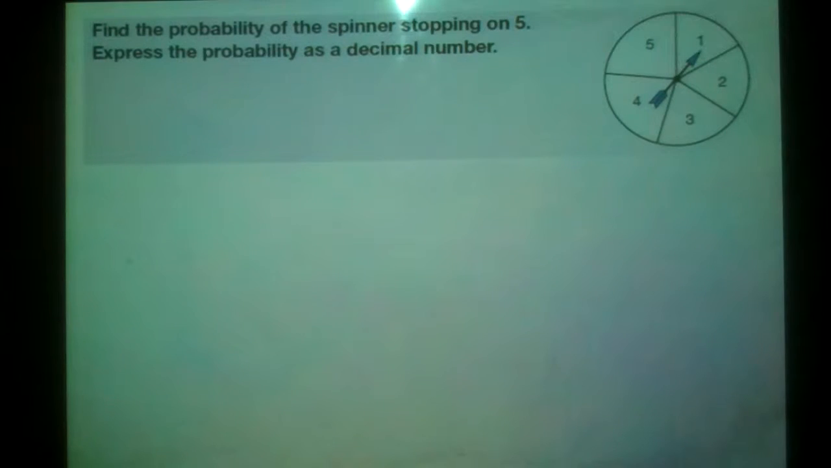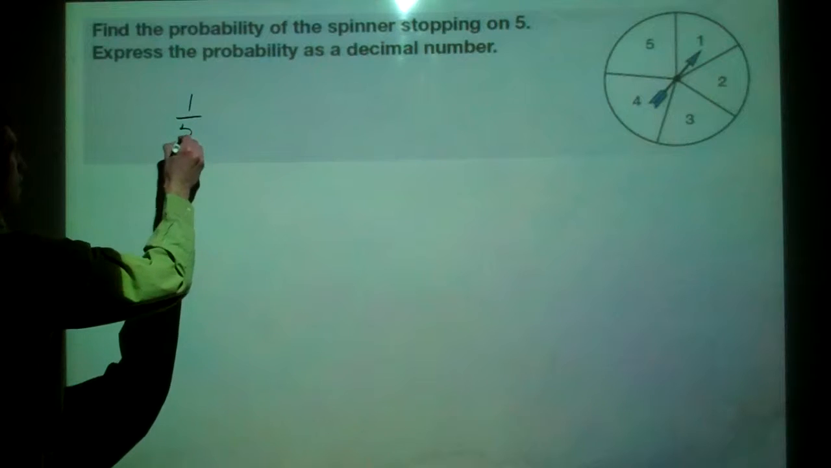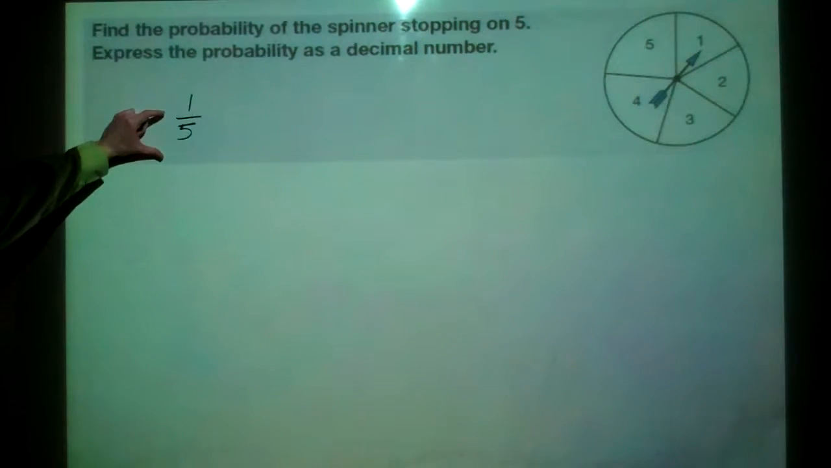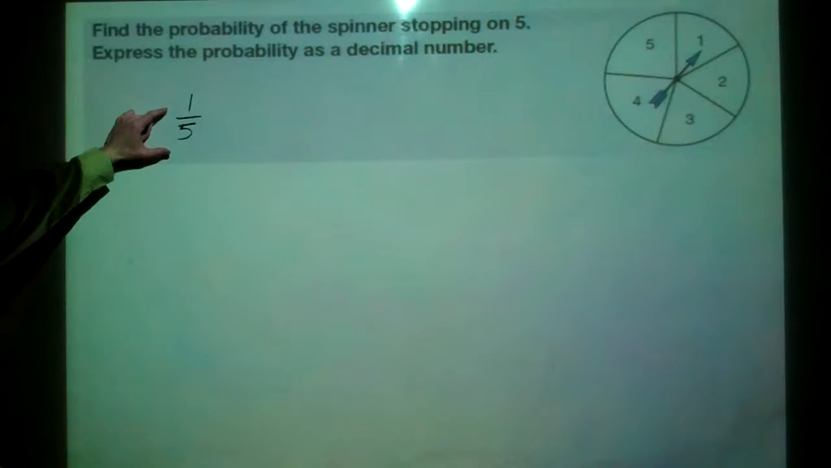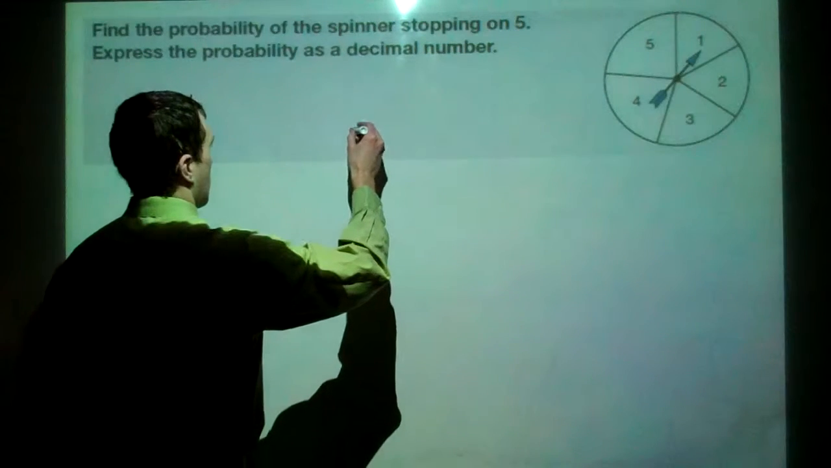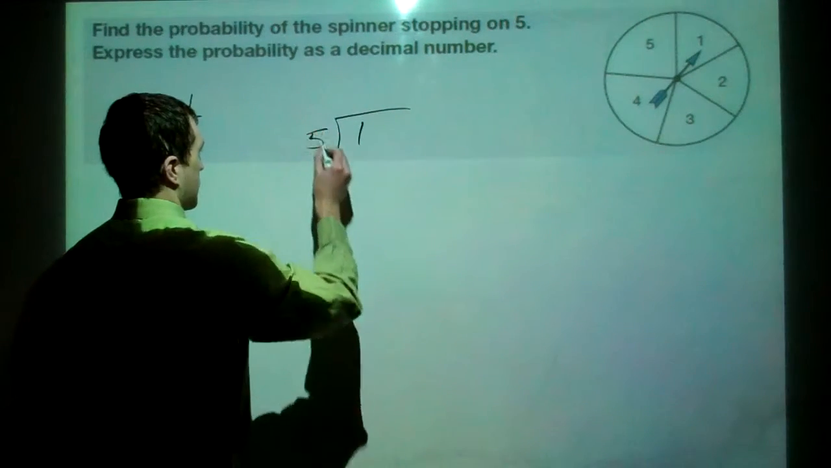Alright, find the probability of the spinner stopping on 5 and express this as a decimal number. Well, it looks like we've got 5 numbers up there of equal area, so we should have a 1 in 5 chance of getting a 5. But they want this as a decimal, not a fraction. So we're going to take our probability of 1/5 and turn it into a decimal. This means 1 divided by 5. We're going to divide 1 into 5 parts.